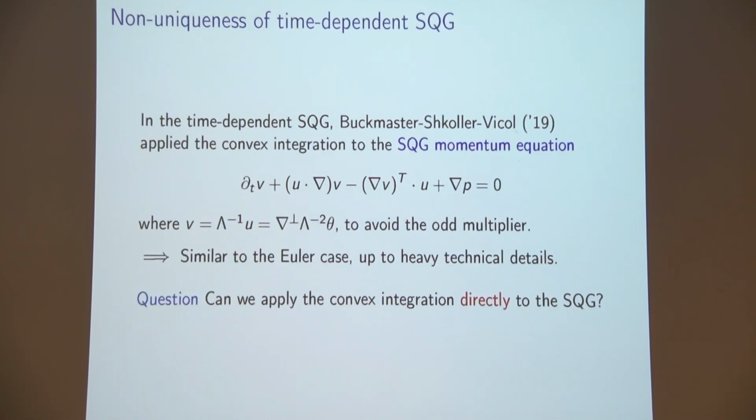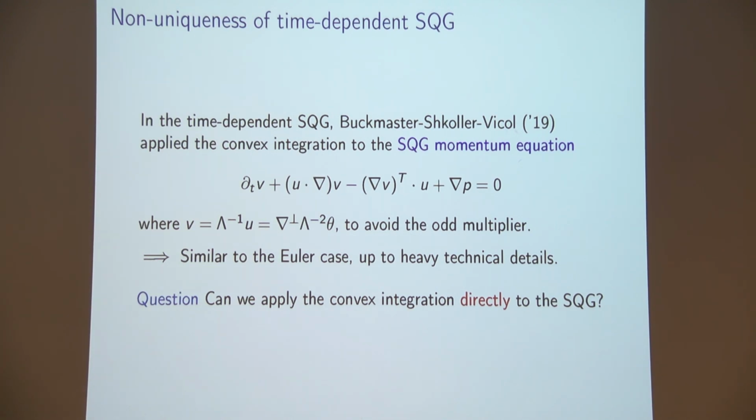So for this reason, most results were towards the non-odd multiplier case. But recently, Buckmaster, Shkoller and Vicol proved non-uniqueness for time-dependent SQG. And the way they overcame the difficulty was by applying the convex integration scheme to the SQG momentum equation, which is equivalent to SQG, but has a similar structure to 3D Euler. So once you turn to this momentum equation, the remaining analysis is similar to the 3D Euler case, but it requires some heavy technical details.